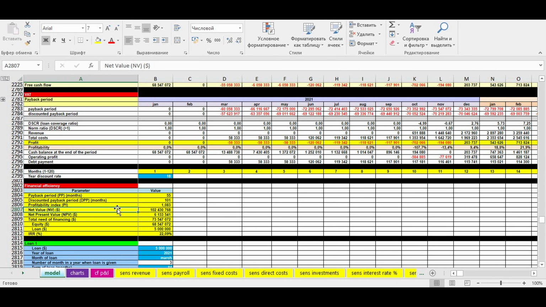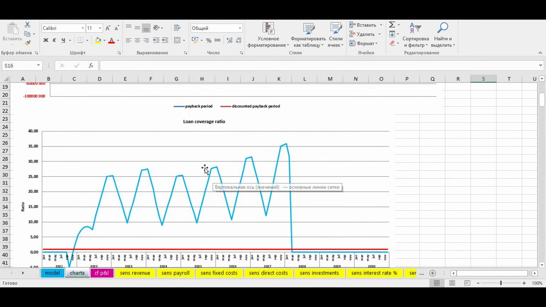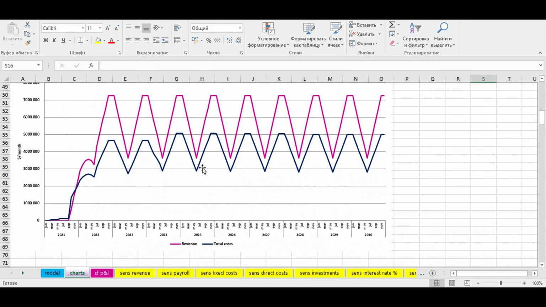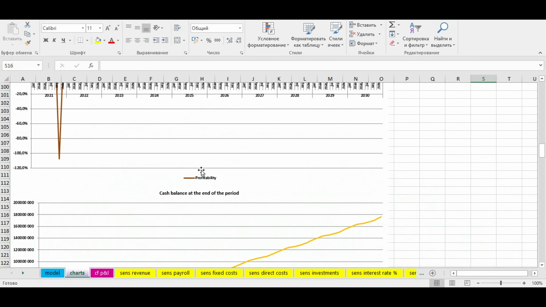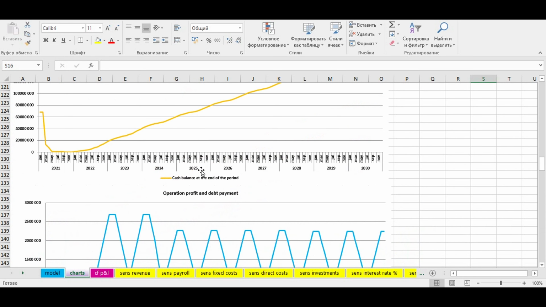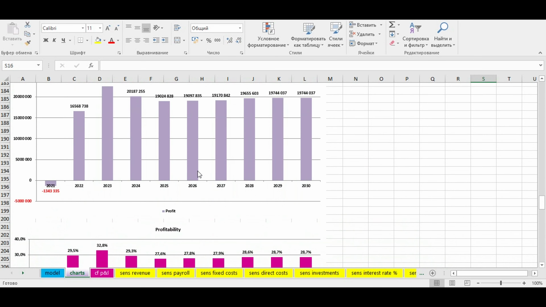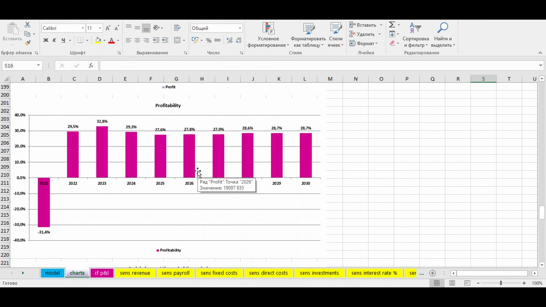Now we can see the graphic illustration of our business idea. Here we see in monthly detail, simple and discounted payback period, loan coverage ratio, revenue and total expenses, profit, profitability, cash balance, cumulative profit, operation profit and loan payment. Then we have the same information done yearly.